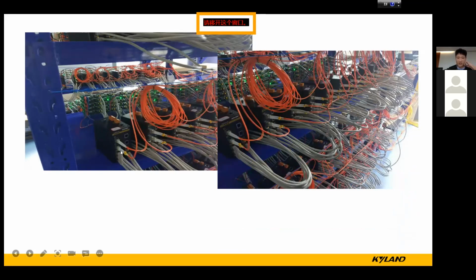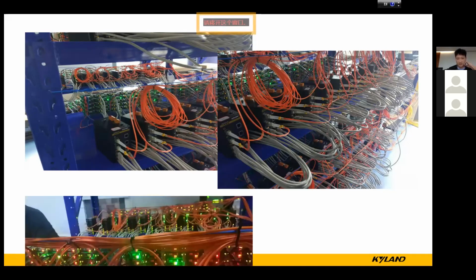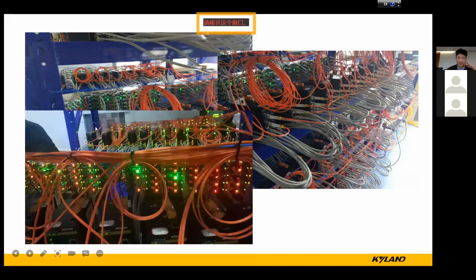The optical fibers are used to form the links between the switches, and the copper ports are used to connect the controllers. Each switch is connected with 5 controllers. And this is the last test. You can see that there are LED indicators on the controllers, which can indicate if there is packet loss with the servers.